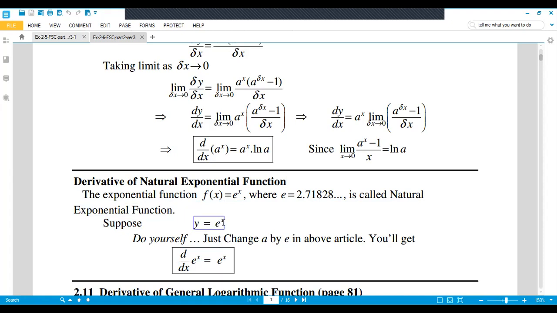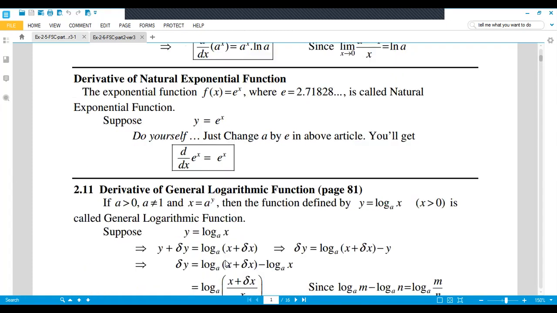Suppose y is equal to e power x. You will do it in the same way, just like the first proof I discussed with you. In the same way you prove it, and it will be equal to e power x. Next is the derivative of the general logarithmic function.